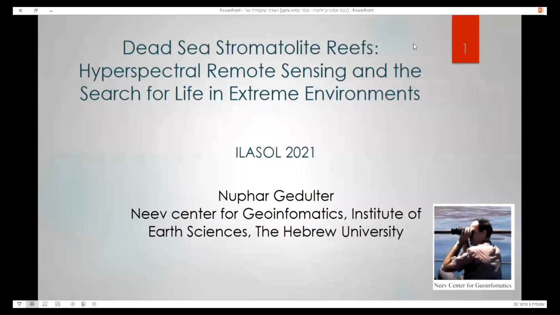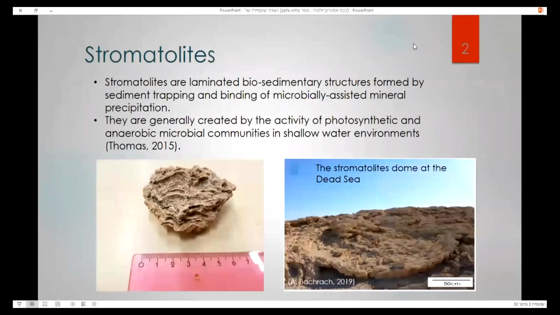Hello, everyone. I'm happy to introduce you to my research about Dead Sea stromatolite reefs, hyperspectral remote sensing, and the search for life in extreme environments. First of all, I would like to explain what stromatolites are. They are laminated biosedimentary structures formed by sediment trapping and binding of microbially assisted mineral precipitation. They are generally created by the activity of photosynthetic and anaerobic microbial communities in shallow water environments. At the Dead Sea, these communities comprise halophiles, which survive under extremely arid environmental conditions.